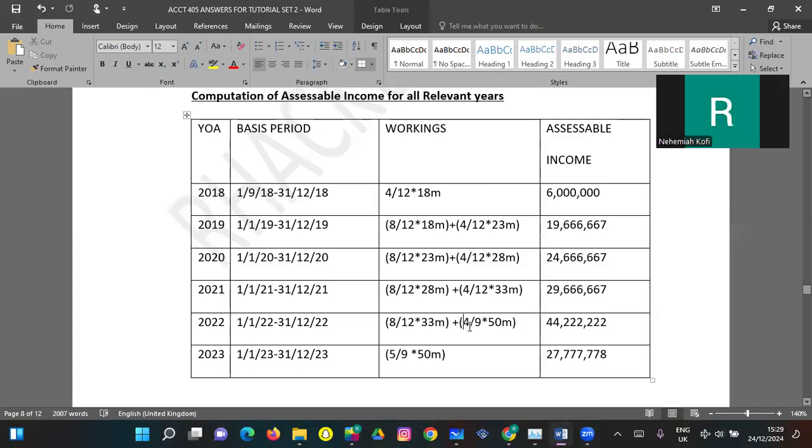In that, where it ended, it didn't end at December, so it is only 9 months. So 4/12 times 50 million. That's what we are seeing. Now it will be left with 5/9 here. Right? So 5/9 times the 50 million. Then we get our distance.